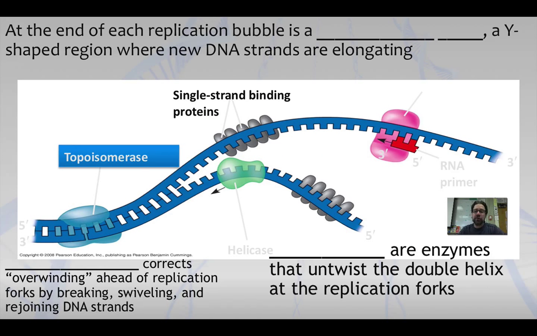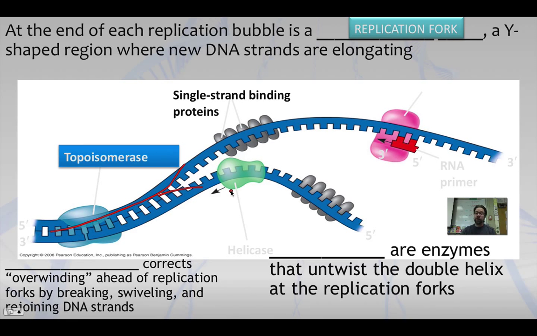At the end of each replication bubble, and we're focusing in now on more players and more key happenings, we're going to find a replication fork, which is a Y-shaped structure. That Y-shaped structure is right here. Here is where the Y begins. So this is the very end of the left side of a replication bubble.